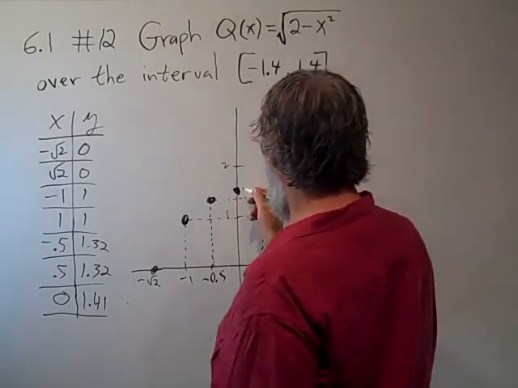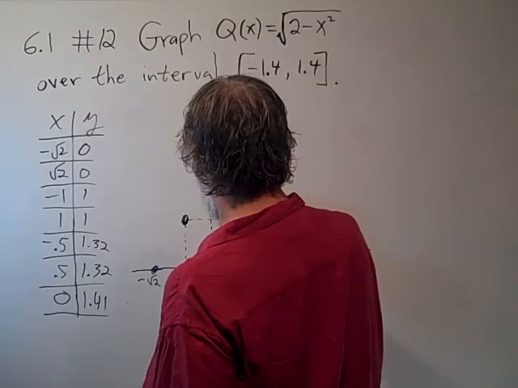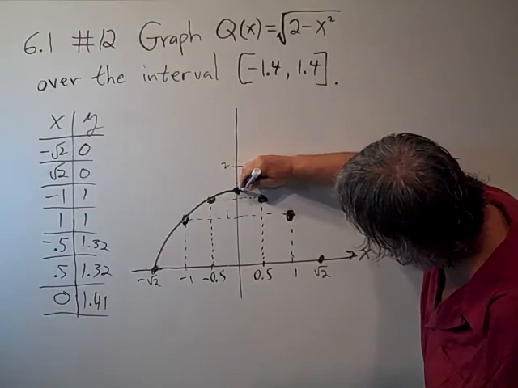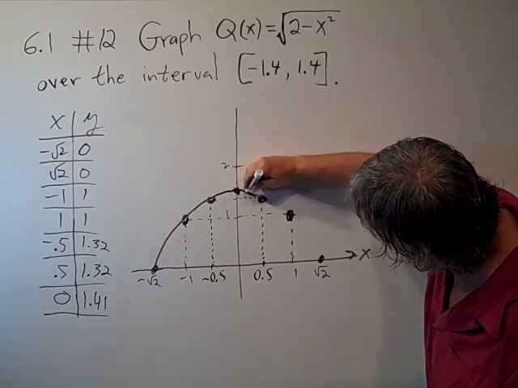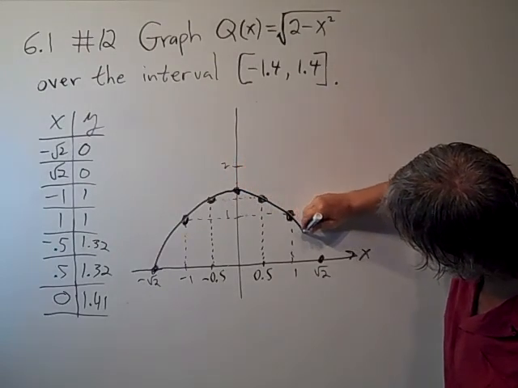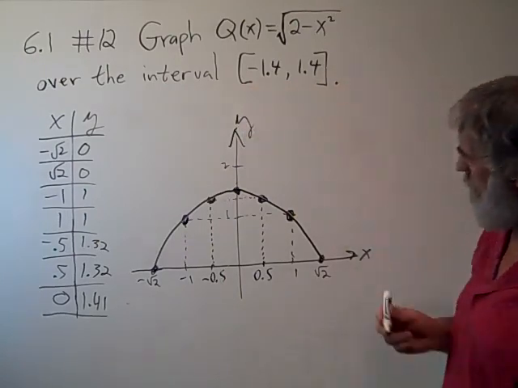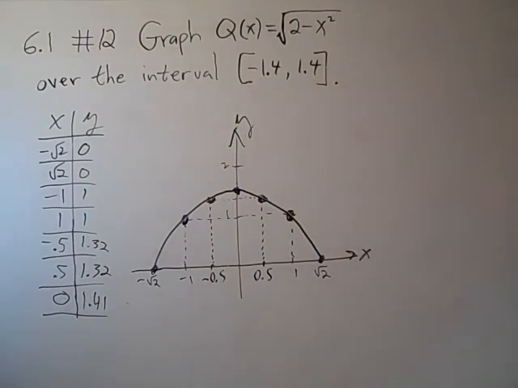So this graph looks like this. It's symmetrical about the y-axis. So there's the graph of the function q.